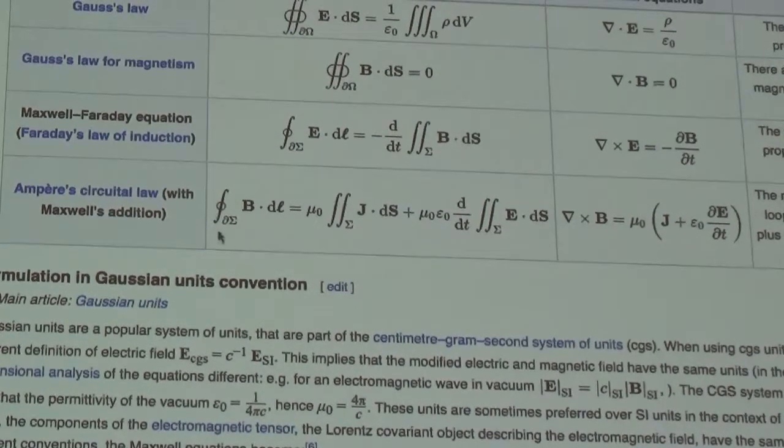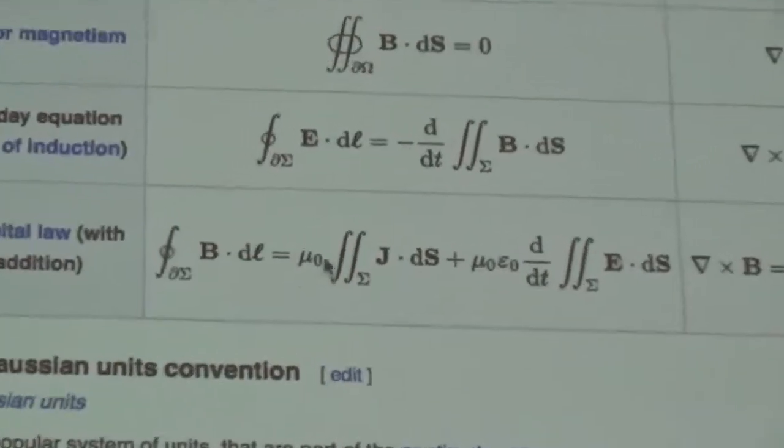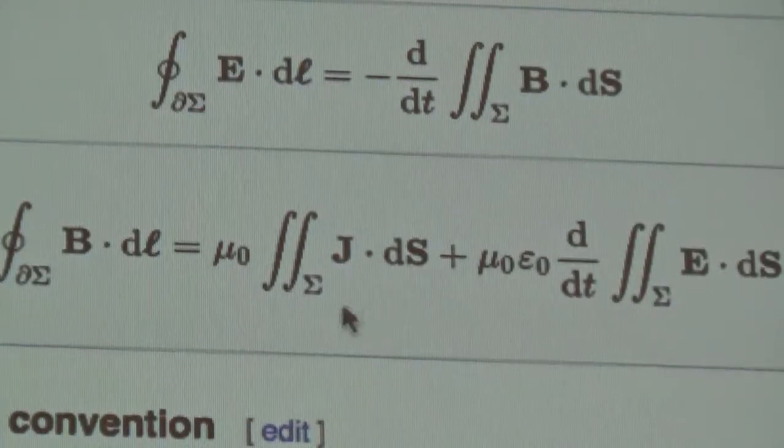You see, this says that the magnetic field going around the current here is equal to the magnetic constant, mu0, times the current, plus the surface integral of, or the area of the surface times, the rate of change of the electric field, times mu0 times the product of the magnetic constant times the electric constant. These two things are 1 over the square of the speed of light. So you see the speed of light is built into this equation.